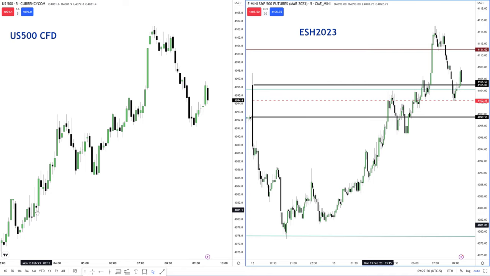All right, so we have a 5-minute chart on the left-hand side. That's the US 500 for folks that are tracking the CFD that can't trade with, well, not trade, but tape read the E-mini S&P 500, which is the futures contract chart on the right-hand side.